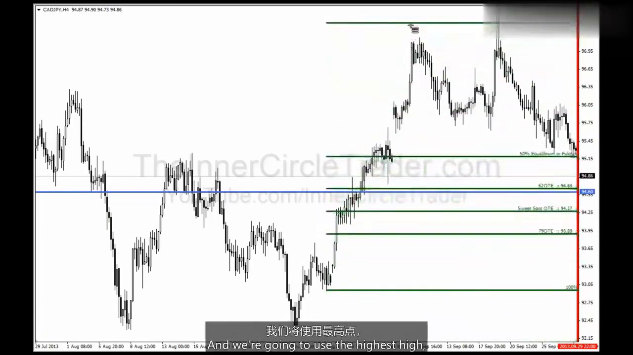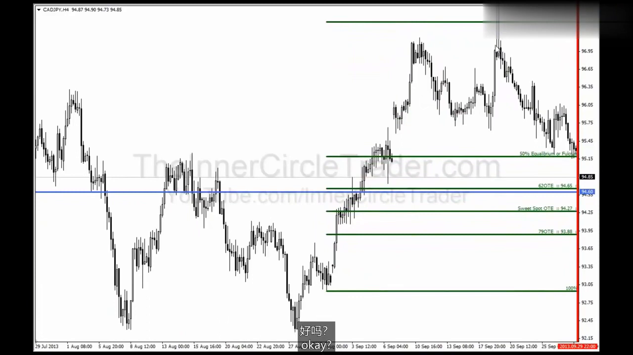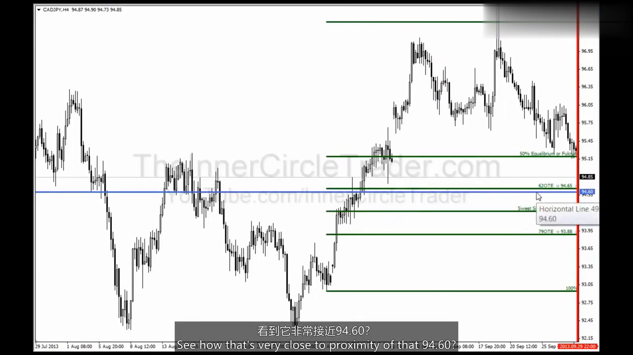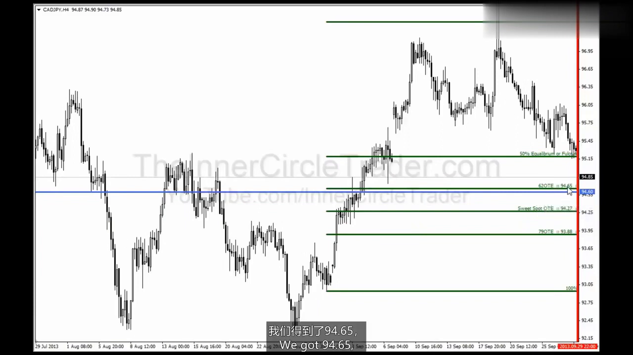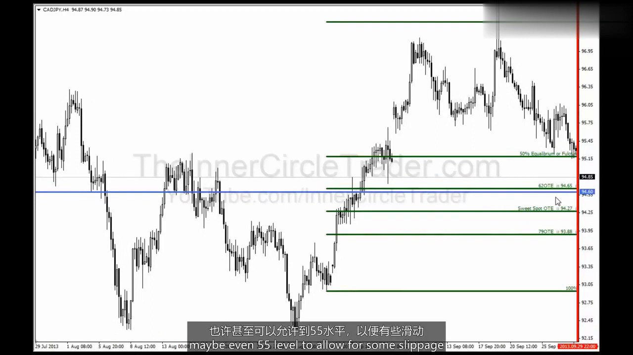Okay, and we're going to use the highest high, which is this one right here. Notice we have a 62% optimal trade entry overlay right here. You see how that's very close in proximity to that 94.60. We've got 94.65, so it's only a variance of 5 pips. Nothing wrong with that. So anywhere between 94.65, 94.60, maybe even the 55 level to allow for some slippage, to allow those orders to be pinged, we could see a nice little bounce in here.